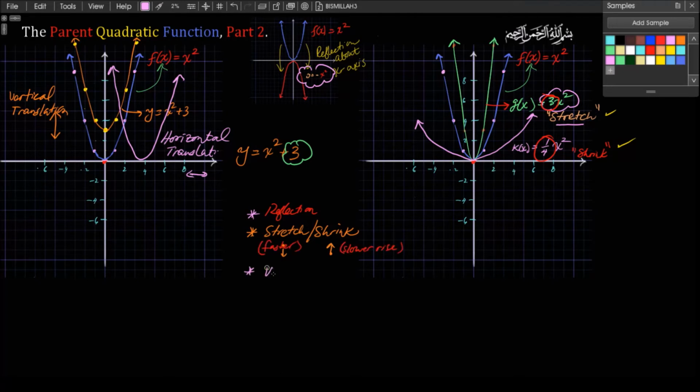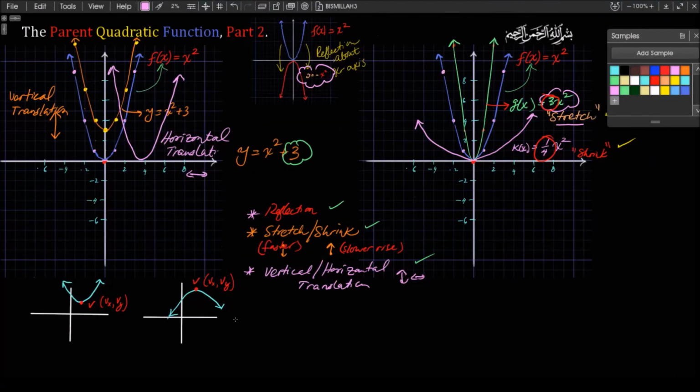And finally, we talked about the terms vertical and horizontal translation. That is, moving the graph up and down, that's vertical, and sideways like this, or horizontal translations. So I would request you to make these terms part of your vocabulary when you're talking about functions. Reflection, stretch or shrink, vertical and horizontal translations.